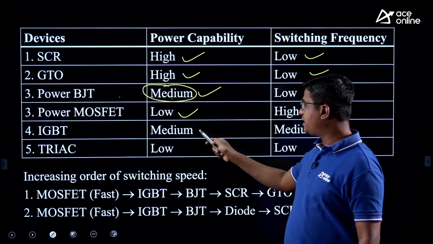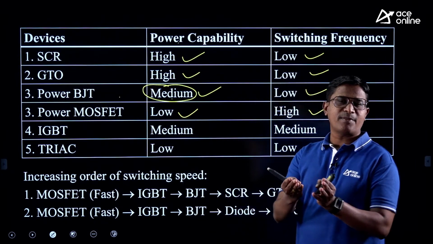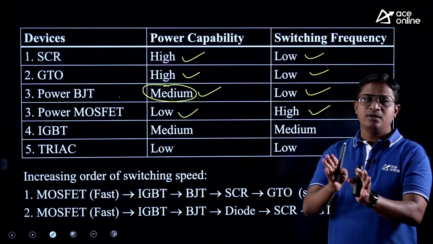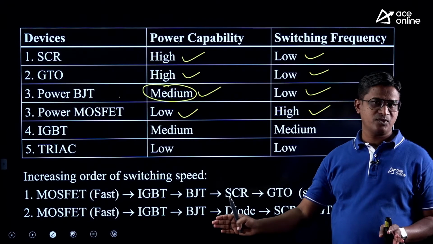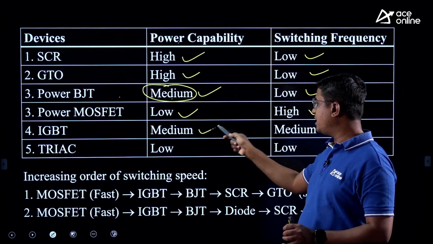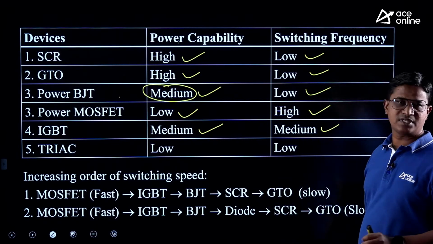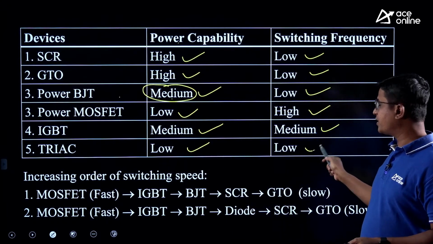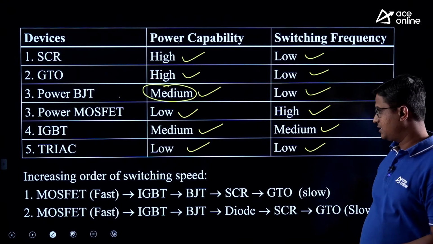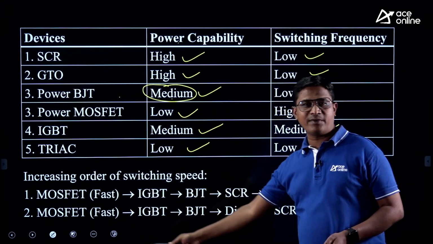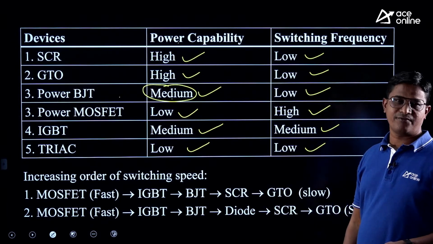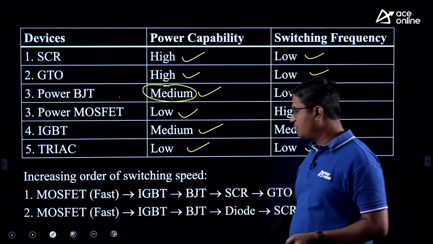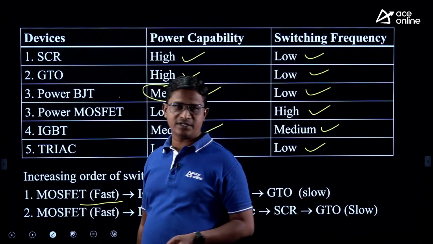Next, IGBT. IGBT means insulated gate bipolar transistor. IGBT is a combination of MOSFET and BJT, okay. So it is preferred for medium power applications and medium switching frequency applications, okay. And triac is for low power and low frequency applications, okay. Next, among the devices we have available till now in real life, which device has the highest switching frequency? Your MOSFET has the highest switching frequency, right.